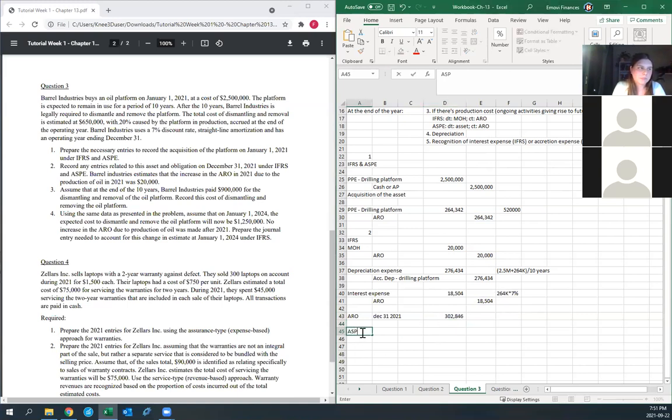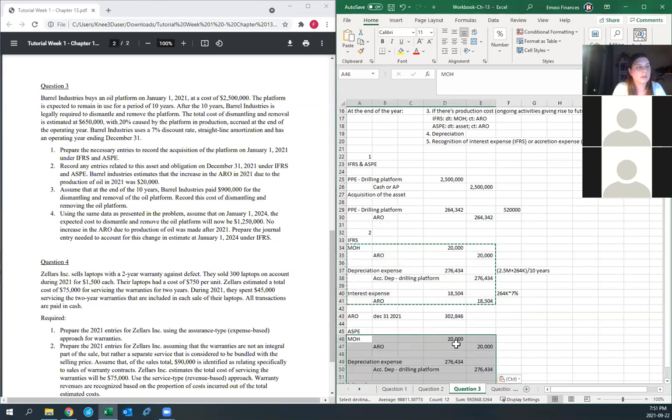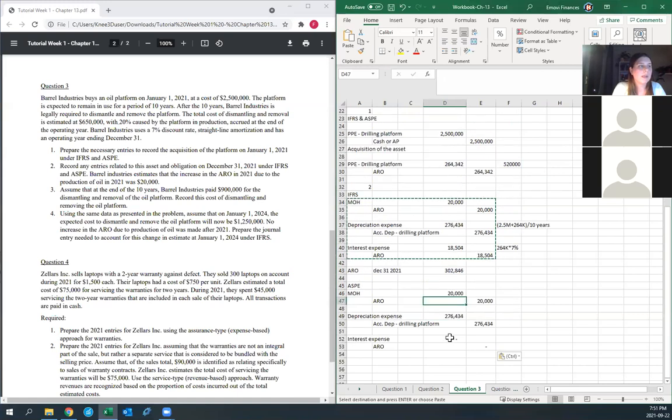Under ASPE, transactions are exactly this. Well, the amounts are the same. The account titles vary a little bit, but it should be fine. So for your production costs, you're not going to put them in your manufacturing overhead. You're actually going to put them in your assets, as drilling cost.